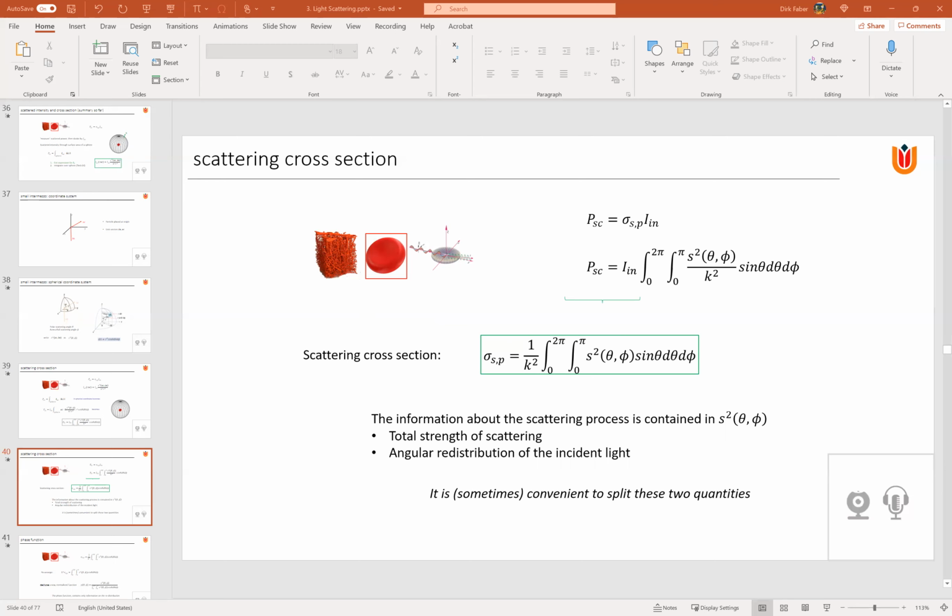A few final steps before the break, but the main result is already here. It is sometimes convenient to split these two effects. Sometimes you just want a number that tells you how much light is scattered, and sometimes you just want a number that tells you something about the redistribution.